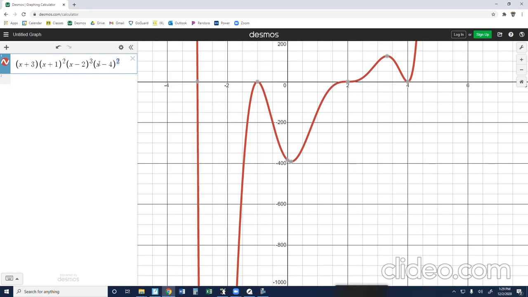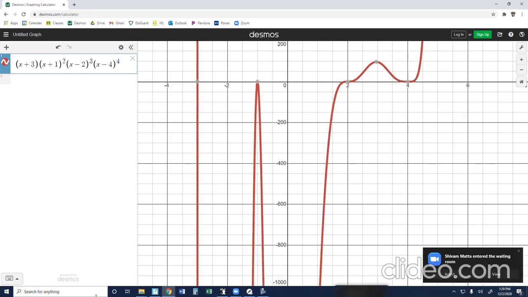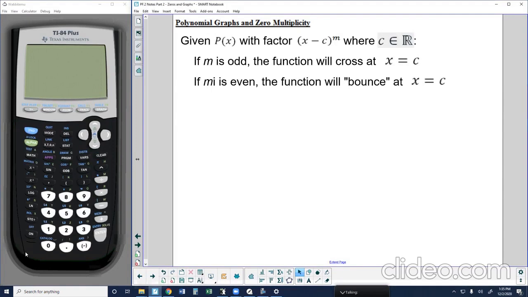If I change, let's say, this to x minus 4 to the 4th power, notice that the graph still bounces off at the 4. Really what's going on is the graph is passing through any point where the exponent is odd, and it is bouncing off of any point where the exponent is even. We can write that formally: given p of x with factor x minus c to the m-th power, assuming that c is a real number, if m, the exponent, is odd, the function will cross at the zero. If m is even, the function will bounce off or change direction at that zero, creating a relative maximum or minimum. Let's go ahead and see how that applies to some graphs.